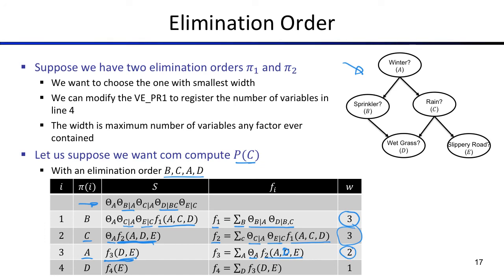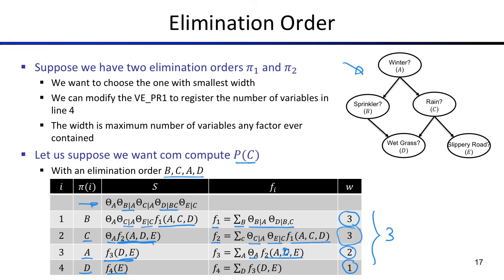And finally, we only have the factor F3, and we need to eliminate the variable D. We do that. Now it does not involve any multiplications, just a summation, and we eliminate the variable D, and we have a resulting factor F4, and it only has variable E. So this final factor here has only one variable. And the width of this elimination order is going to be 3. That's the maximum number that we saw during the entire process of elimination of all the variables.